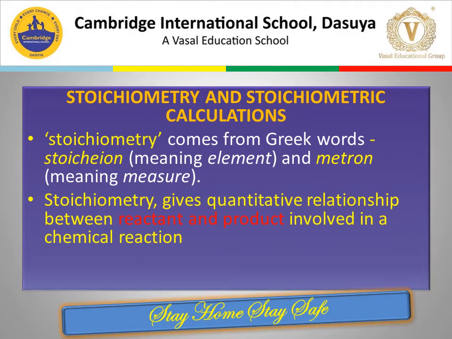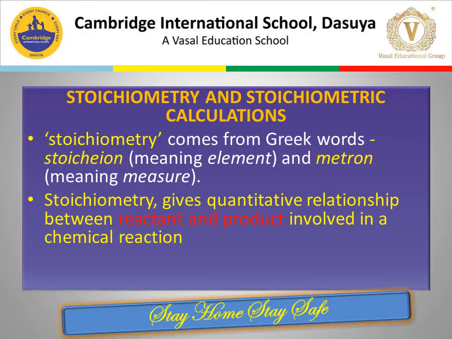Today we'll do stoichiometry and stoichiometric calculations. The word stoichiometry comes from two Greek words, stoichion meaning element and metron meaning measure. In stoichiometry, we deal with the calculations involving the reactants and the products. Basically, it gives the quantitative relationship between the reactants and products.